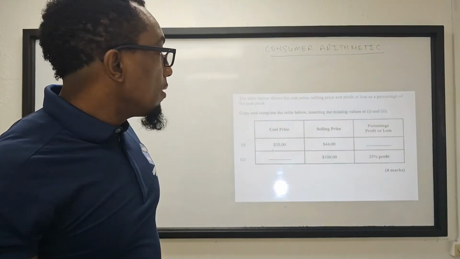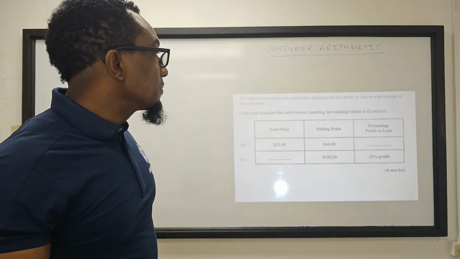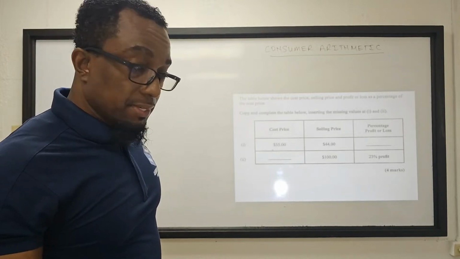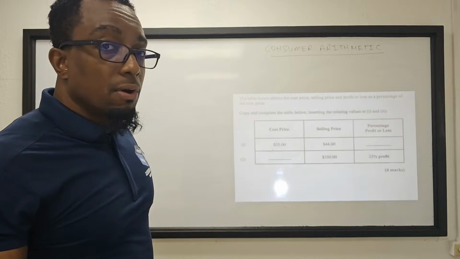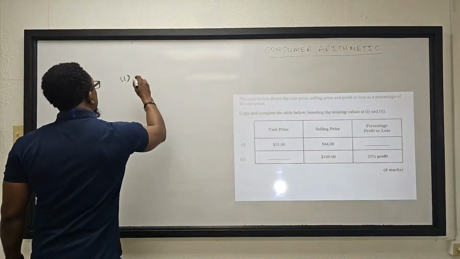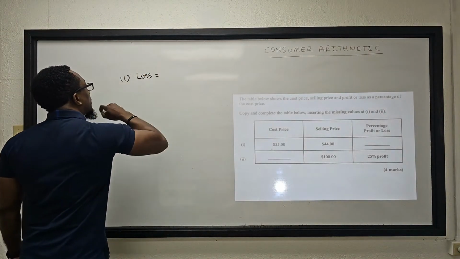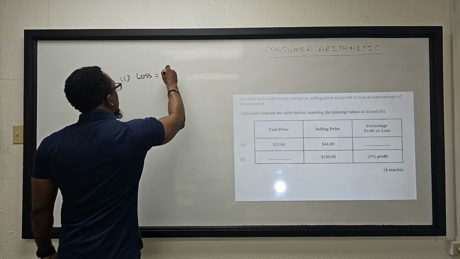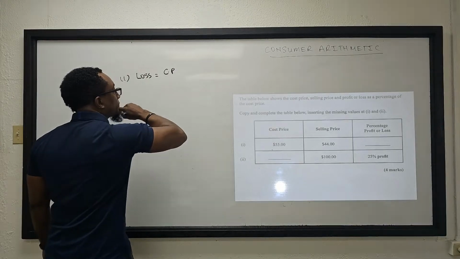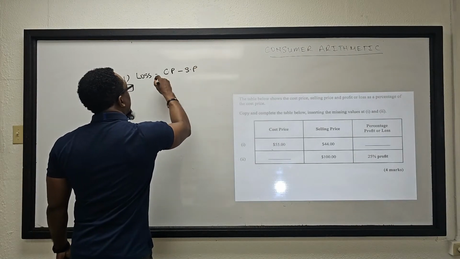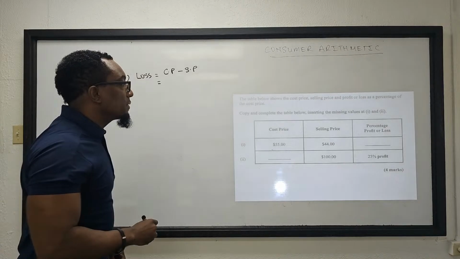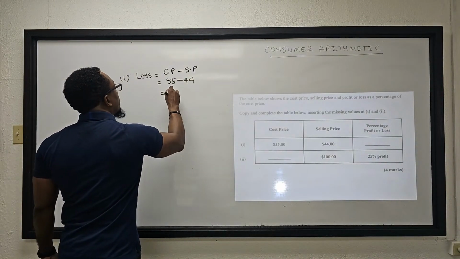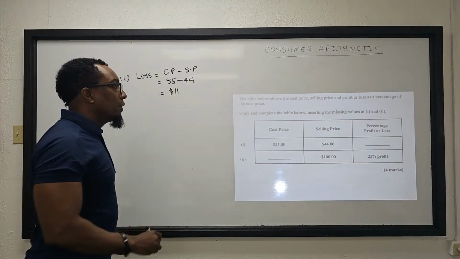You have your cost price, you have your selling price. Obviously, if you look, the selling price is less than the cost price. So what's going to happen here? You're going to have a loss. So the loss will be your cost price minus selling price. The cost price is $55. The selling price is $44. So we're going to have a loss of $11.